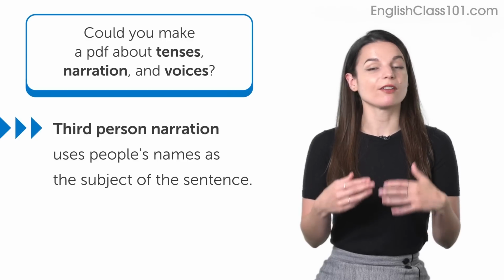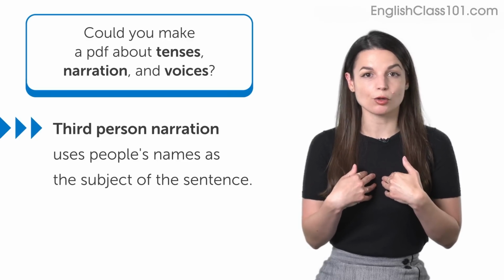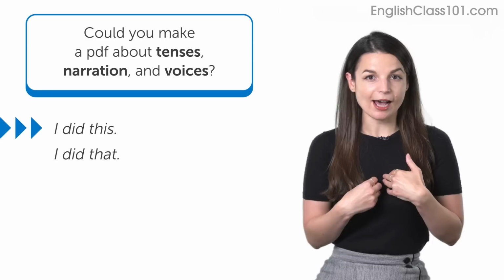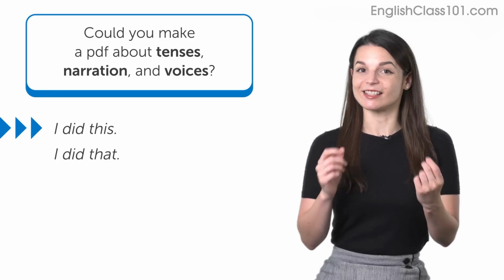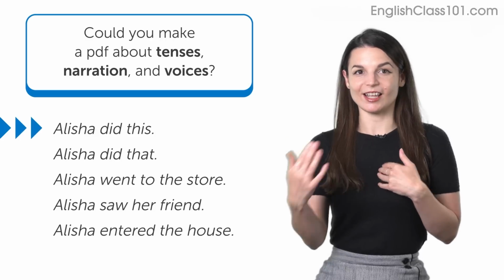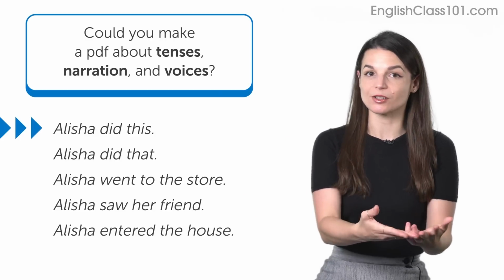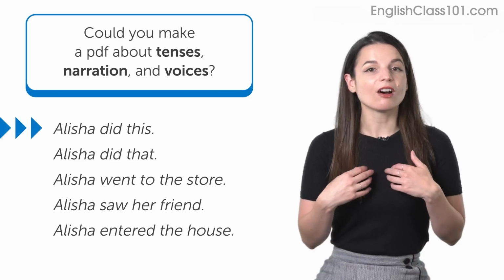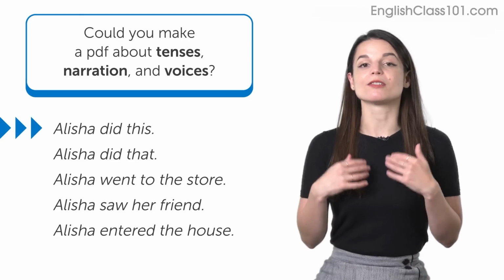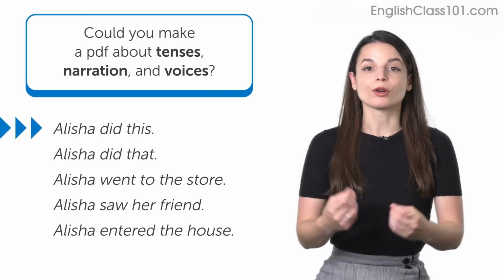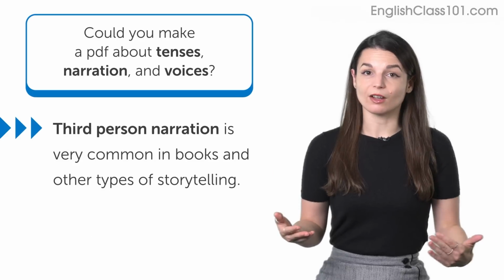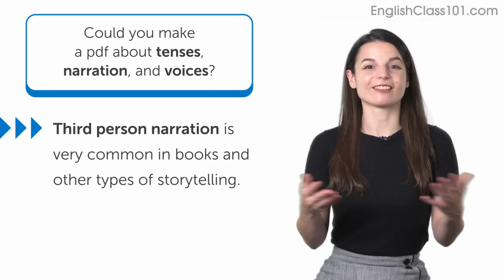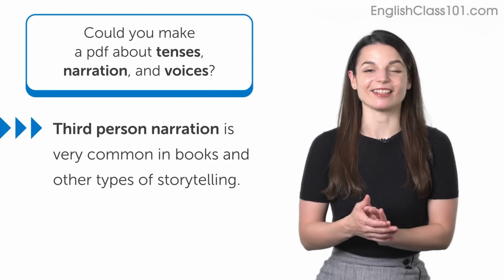So for example, if I'm writing a third person story, I would not use I did this. I did that. Instead, I would say, Alisha did this. Alisha did that. Alisha went to the store. Alisha saw her friend. Alisha entered the house. So even though I'm the person writing the story, I use Alisha because it's third person storytelling. This is very, very common in books and in other types of storytelling like essays and things like that.